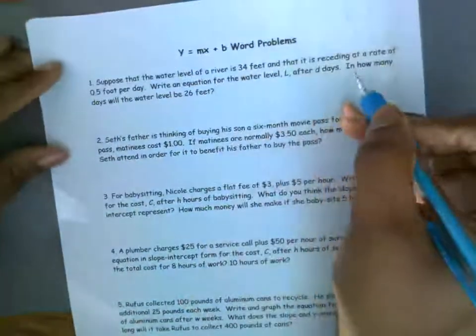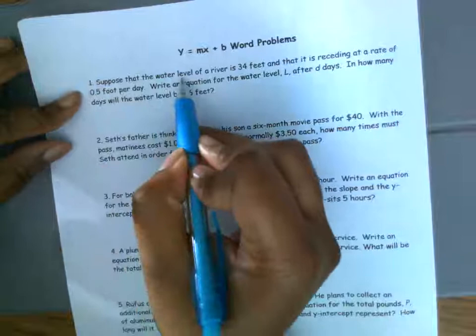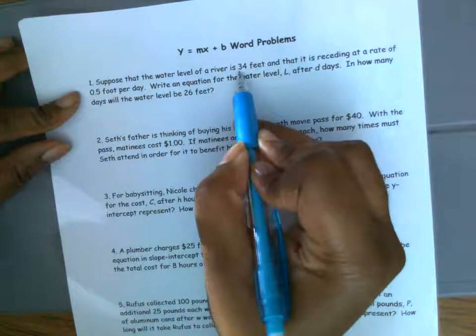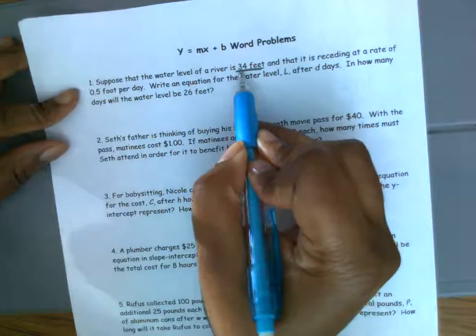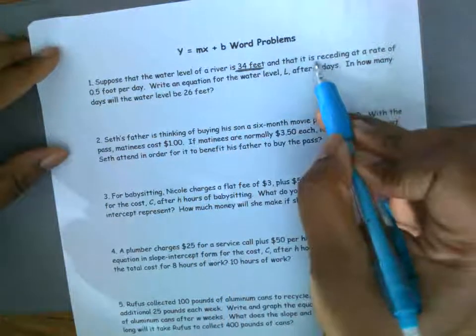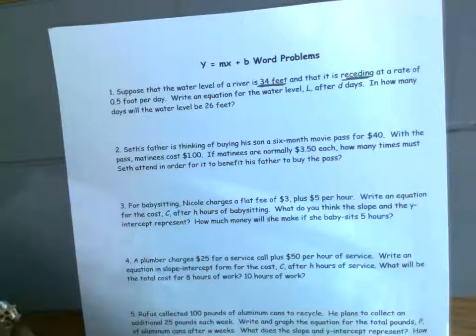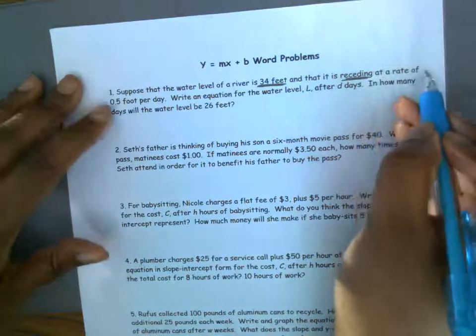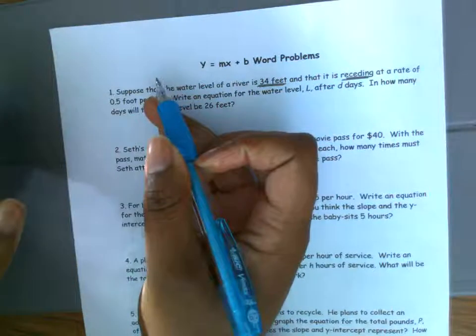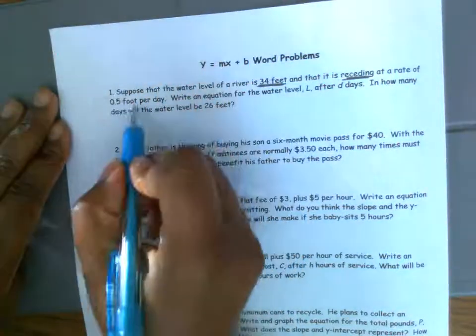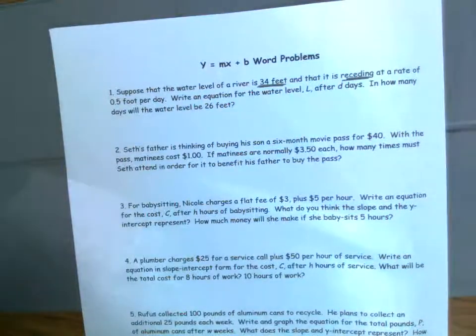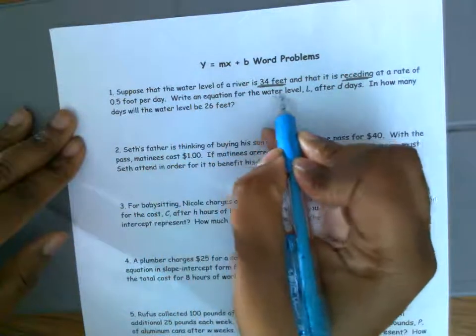All right, so here it says, suppose that the water level of the river is 34 feet. Okay, important information. And it's receding. What does the word receding mean? Anybody? It's going down. Good. Reducing, it's going down, very good. And it says at a rate of 0.5, or the math way to say it is 5/10 foot per day. So half a foot per day. Write an equation of the water level.